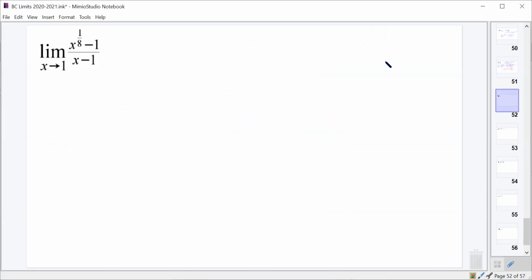All right, what about this one? First thing we should do is what? What should we do first? Plug in that 1, right? What do we get? 0 over 0. So we got to find something else to do with it. Probably need to do a substitution here. Okay, we're going to sub out the x to the 1/8. So we're going to let u equal x to the 1/8.